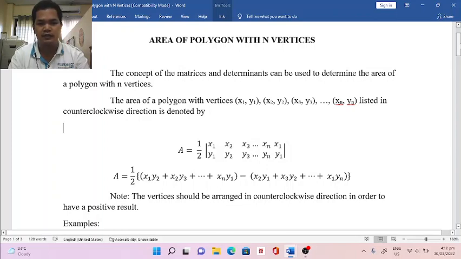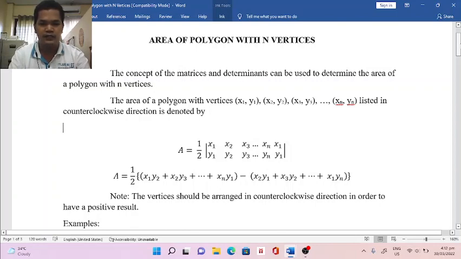by A, which is equal to 1 half of the matrix x sub 1, y sub 1, x sub 2, y sub 2, x sub 3, y sub 3, up to x sub n, y sub n, and to be enclosed by x sub 1, y sub 1. This is equivalent to A equals 1 half multiplied by x sub 1 y sub 2, plus x sub 2 y sub 3, up to x sub n y sub 1, minus x sub 2 y sub 1, plus x sub 3 y sub 2, up to x sub 1 y sub n.